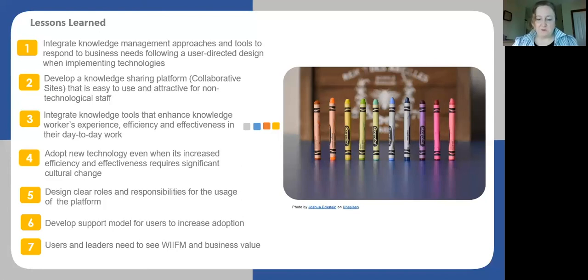So since 2017, we implemented in 19 departments. There are around 57,000 users, 75,000 documents. So it's used.